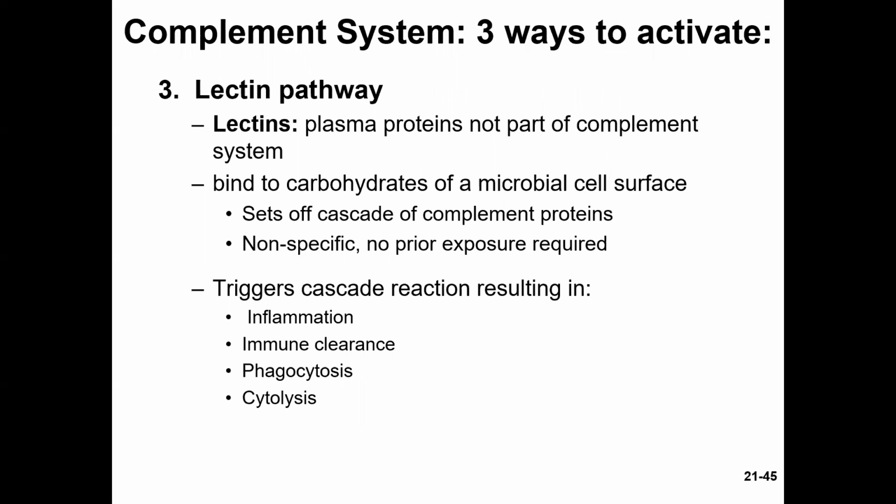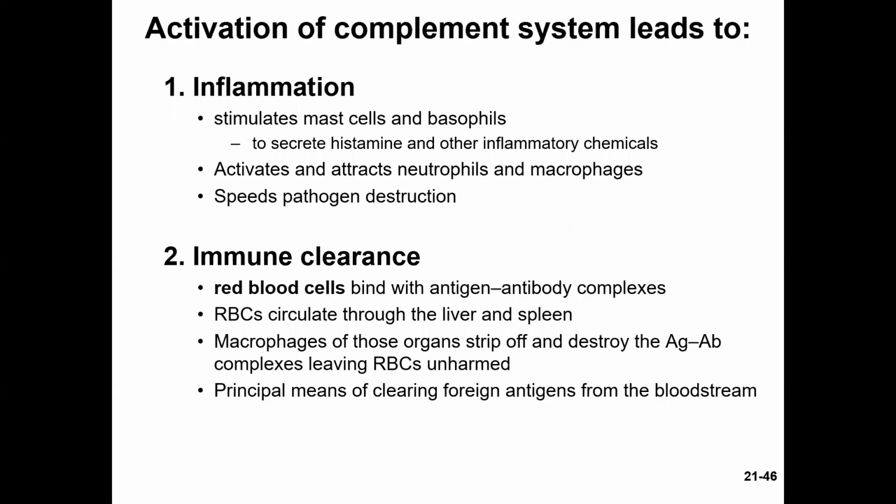The lectin pathway, this is lectins are plasma proteins not part of the complement system. They bind to carbohydrates of a microbial cell surface, and it sets off a cascade of complement proteins. They're non-specific with no prior exposure required. Triggers the cascade reaction resulting in inflammation, immune clearance, phagocytosis, and cytolysis.